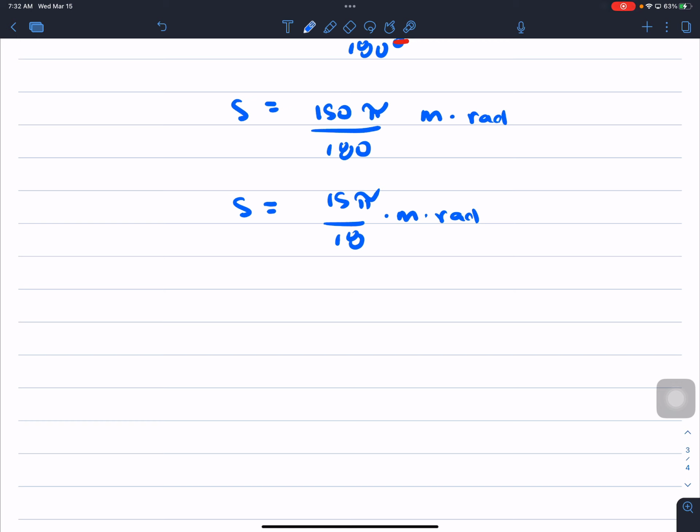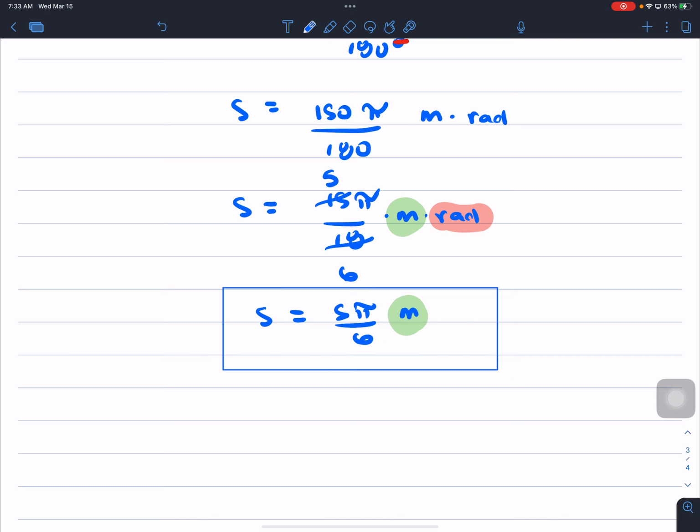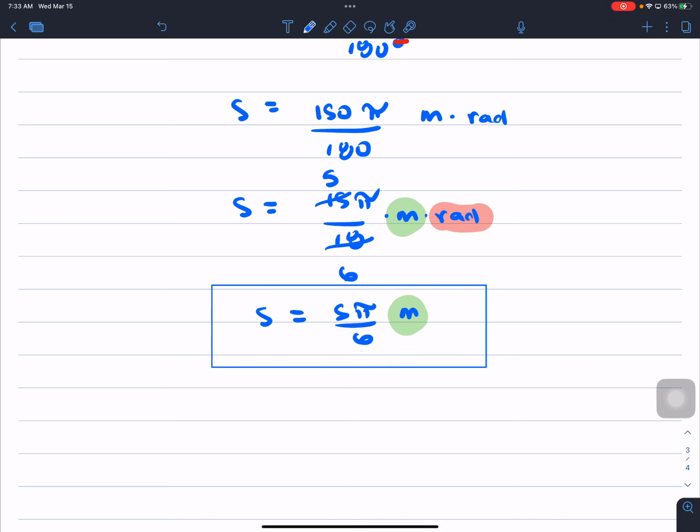3 goes into 15 how many times? 5. 3 goes into 18 how many times? 6. So what does this give us? 5 pi over 6. And then what's so special about the units? Do you guys remember? Even though you have that word radian, what does that mean? Real number. That's just code for saying you have a real number. So all I got to do now is just say meter times radian is just going to be what? Meter. So ladies and gentlemen, here's your arc length. 5 pi over 6 meters.